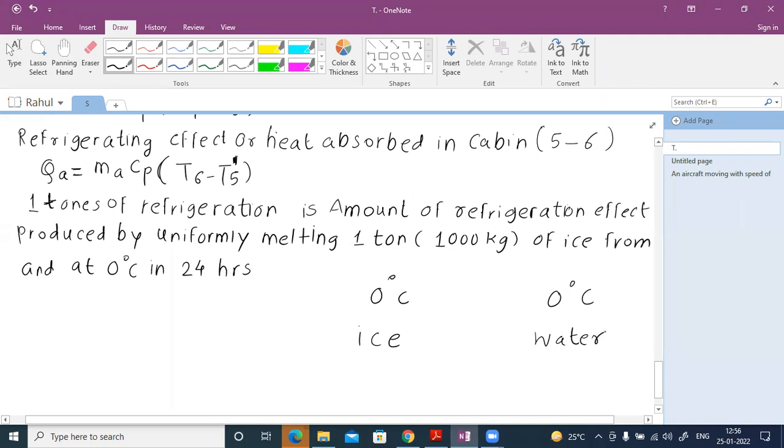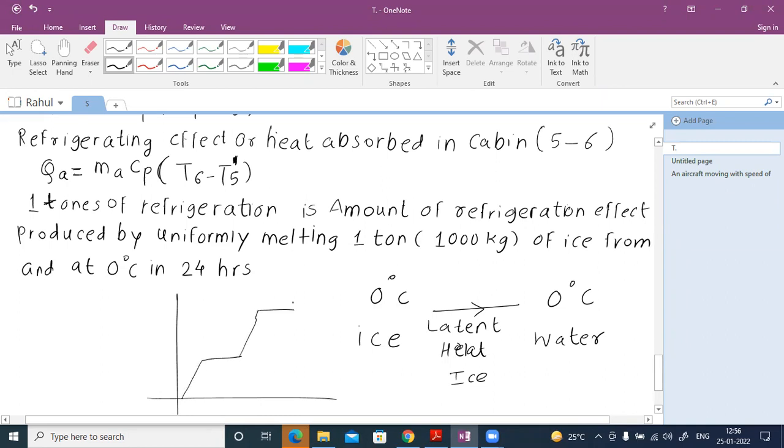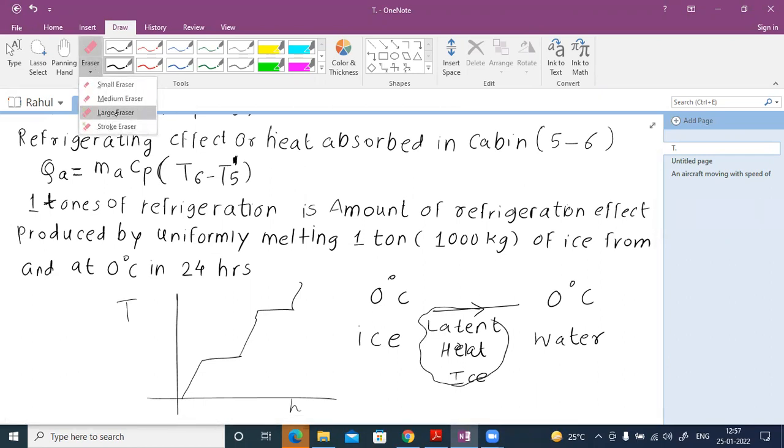So the amount of heat required to convert ice at 0 degrees Celsius to water at 0 degrees Celsius is called the latent heat of ice. Do you remember this term? In thermodynamics, we made some diagram like this, the T-H diagram. Are you able to remember such a diagram? So the amount of heat required to convert ice at 0 degrees Celsius to water at 0 degrees Celsius is called the latent heat of ice. So this is somewhat related to latent heat. That is refrigeration. Is that okay?